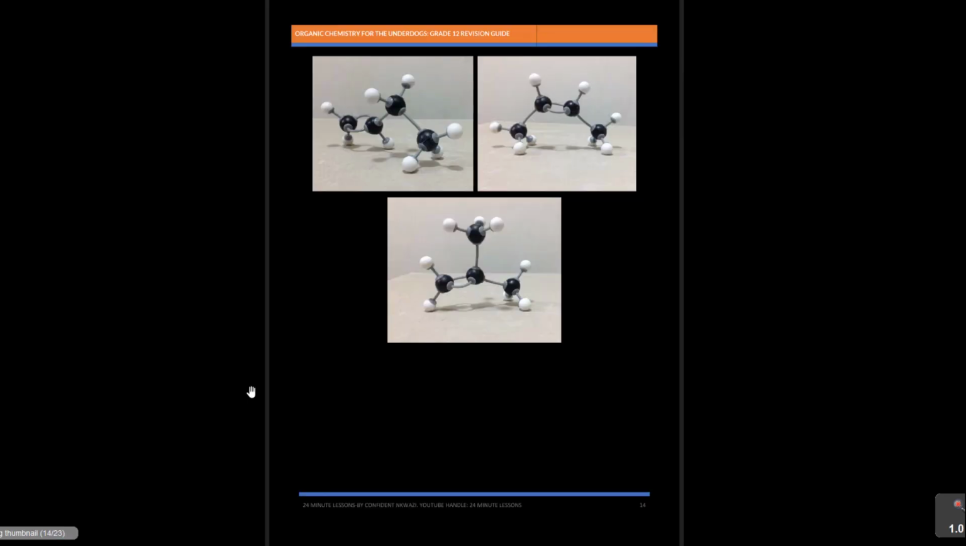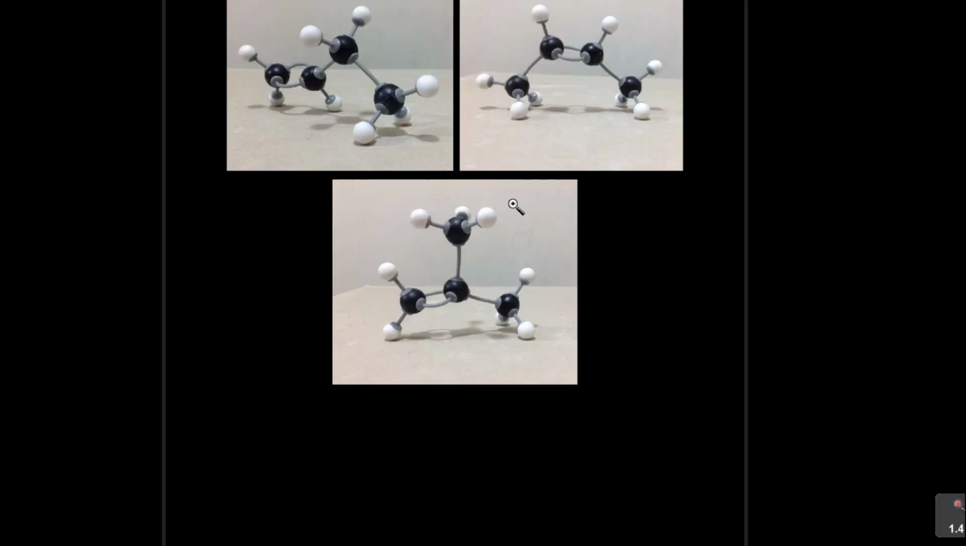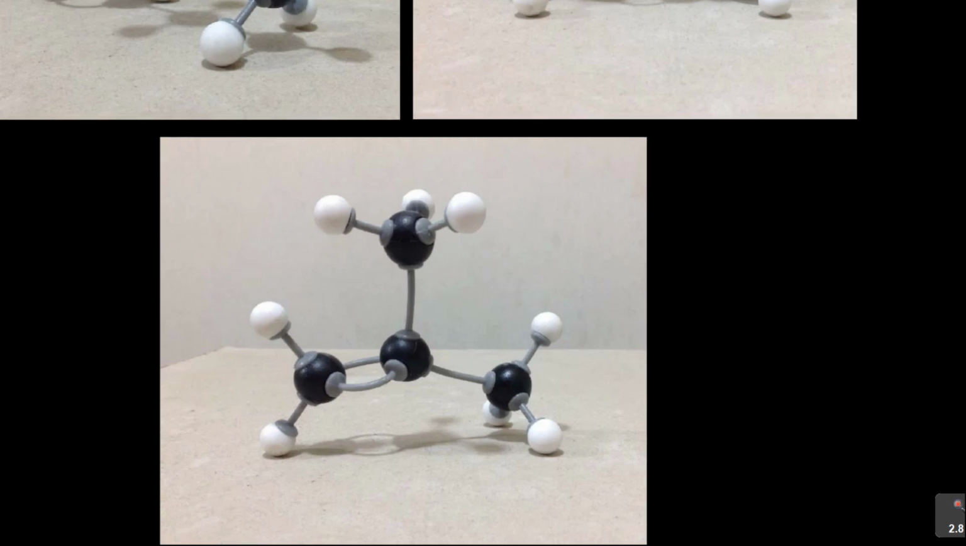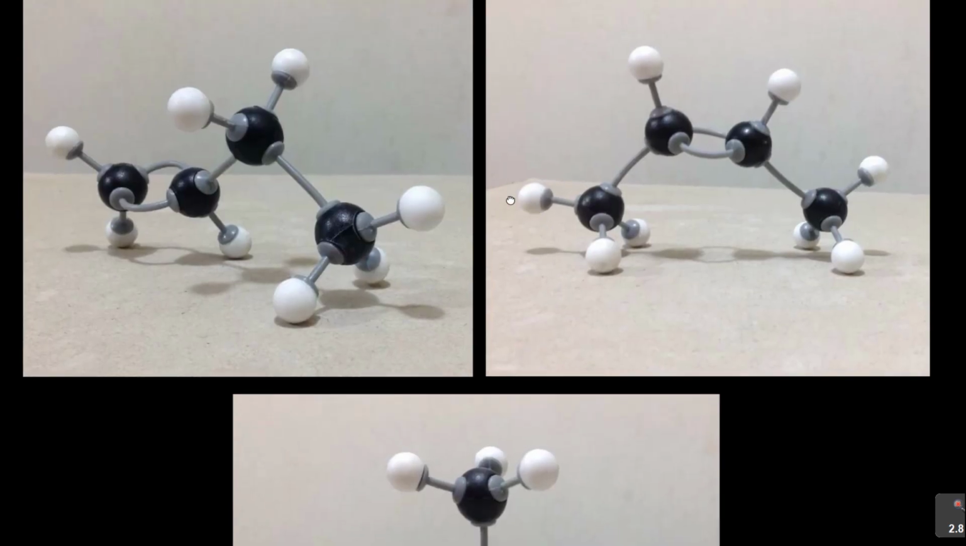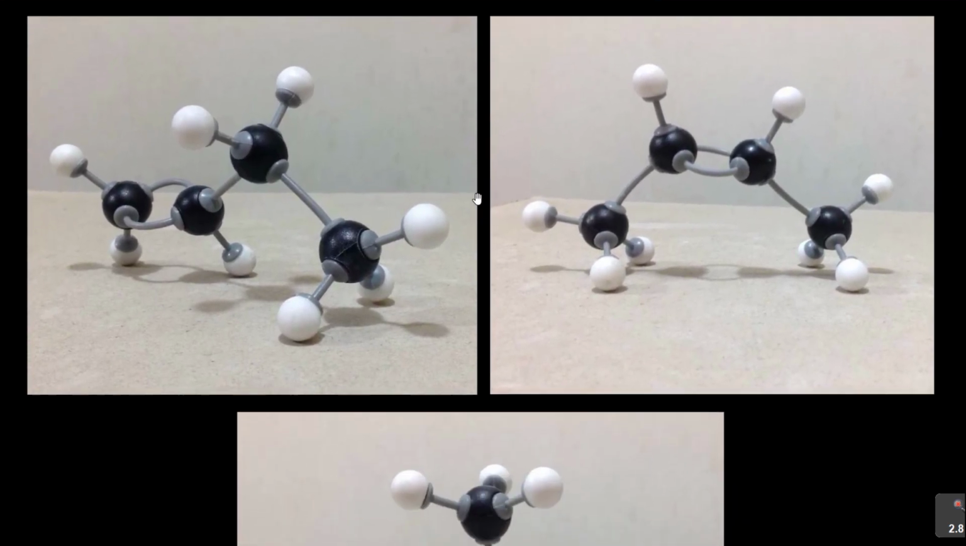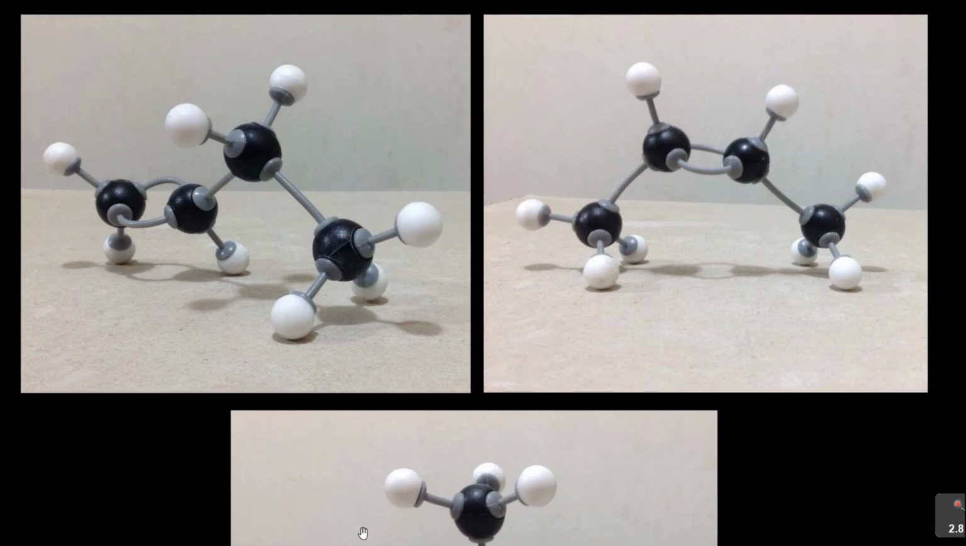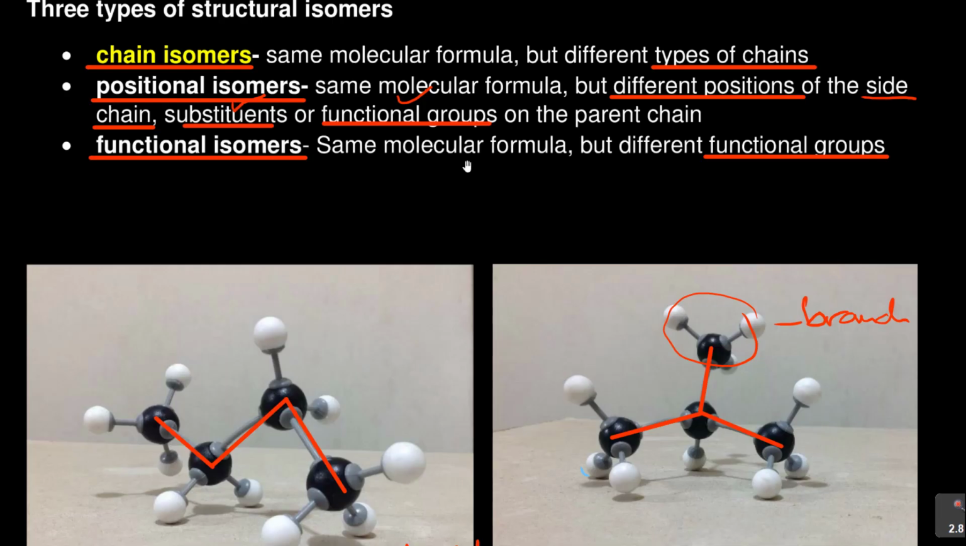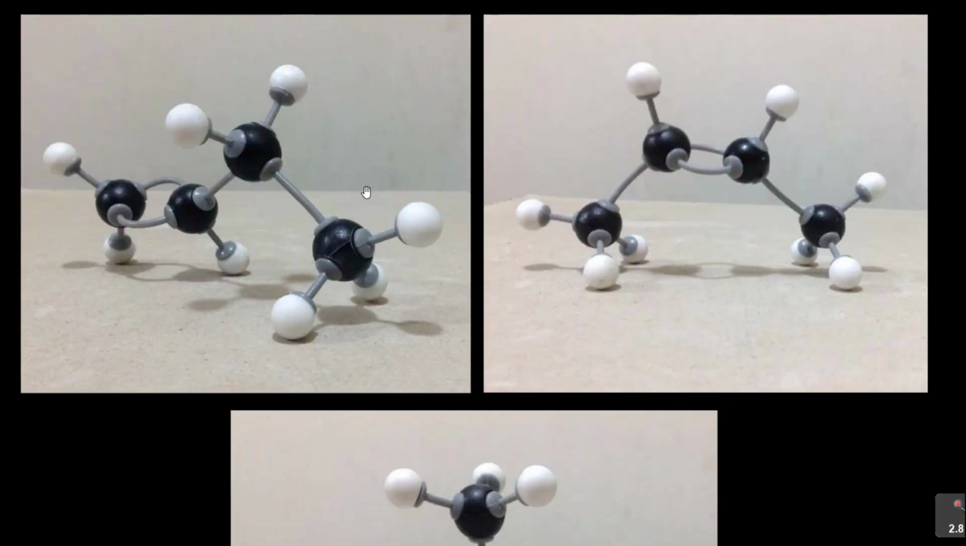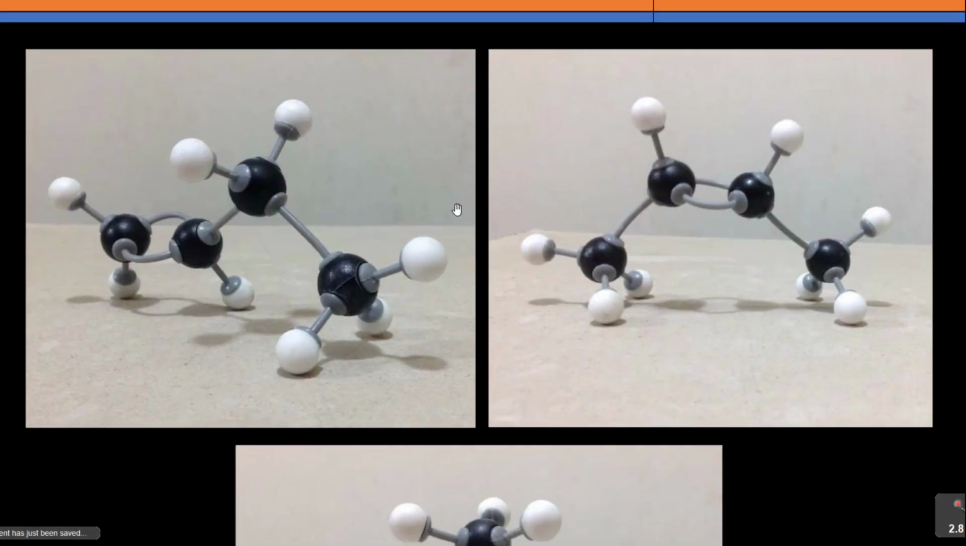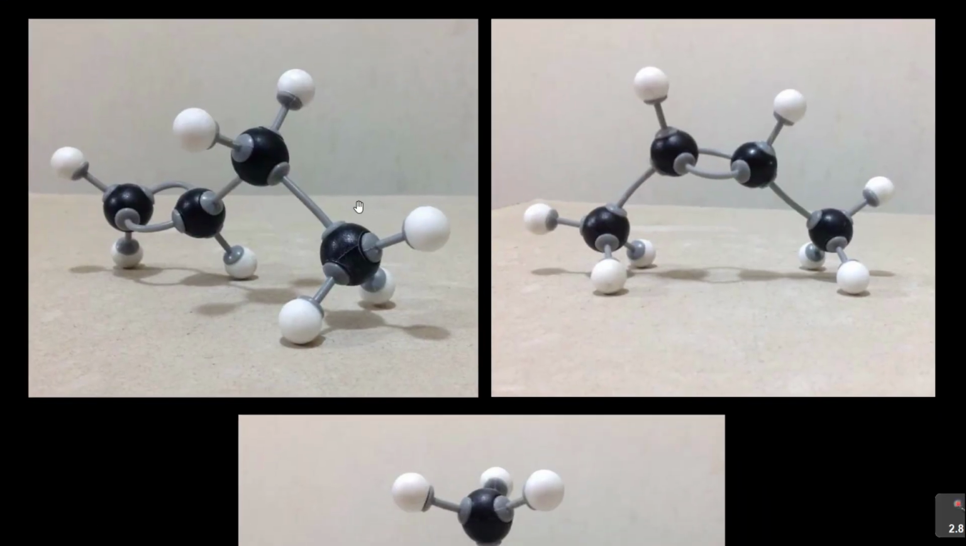I just want to demonstrate the positional isomers using these compounds. When you talk about positional isomers, the definition says these are different positions of the side chain, the substituents, or the functional group. Some of these I'm going to explain, but I want you to appreciate, for example, this compound.